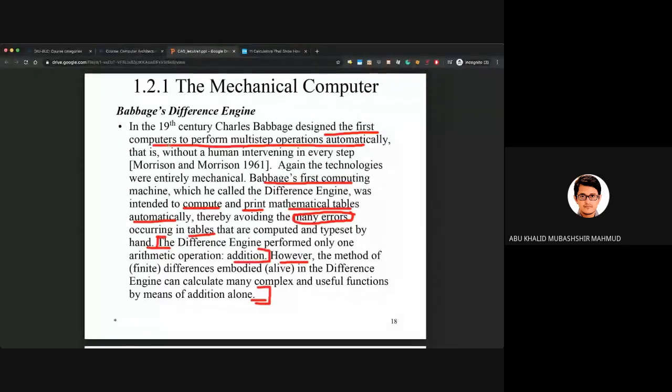So let me recap. The Babbage difference engine was the first computer to perform multi-step operations automatically. It was only possible to use one arithmetic operation, addition, but we could calculate differences or subtraction using two's complement or other methods. And then the next evolution occurred.